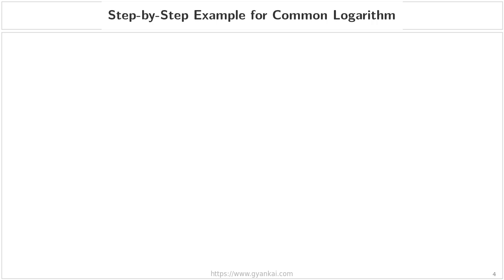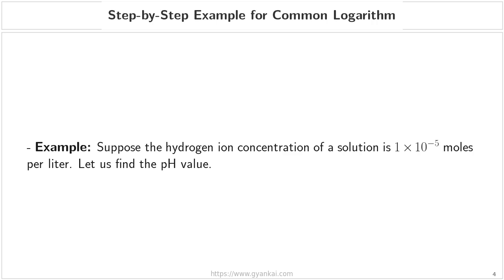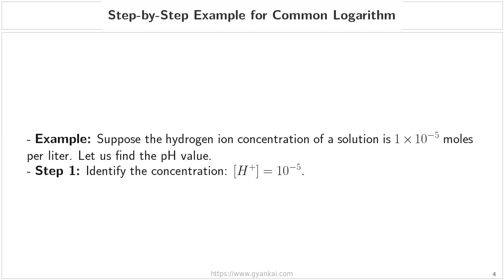Step-by-step example for common logarithm. Now that we have discussed the theoretical formula for the pH scale, let us apply it to a practical example to see how the common logarithm works in a real-world scenario. Suppose we have a solution where the hydrogen ion concentration is 1 times 10 to the power of negative 5 moles per liter, and we need to determine its pH value. In step 1, we simply identify the given concentration. Here, the hydrogen ion concentration, represented as H+ in brackets, is equal to 10 to the power of negative 5.